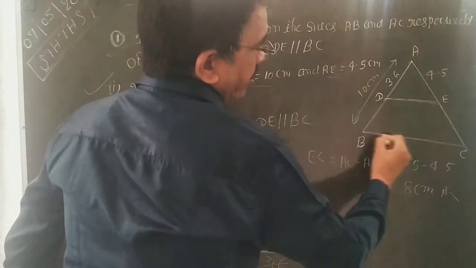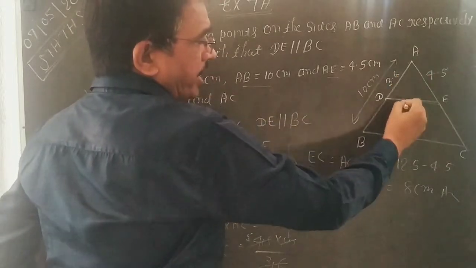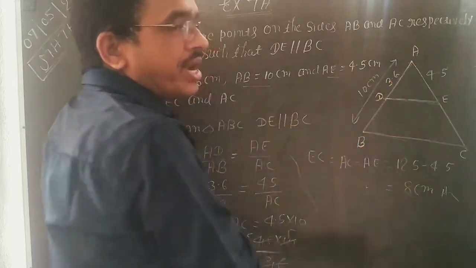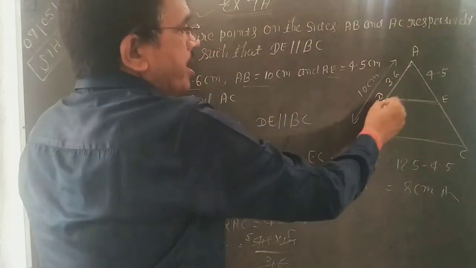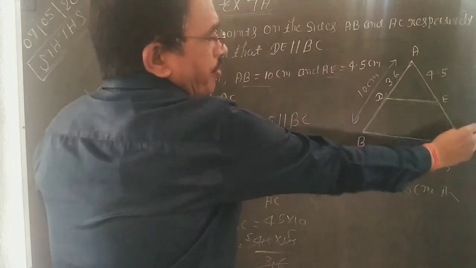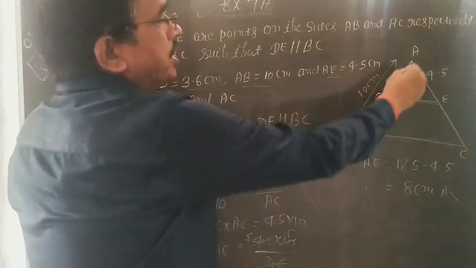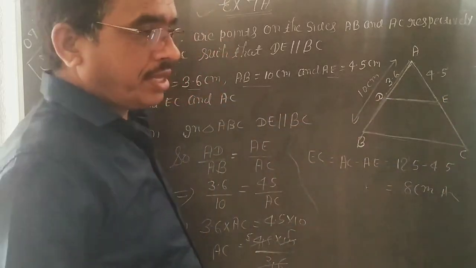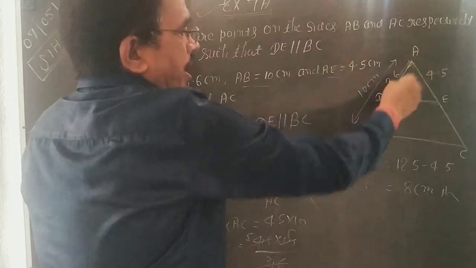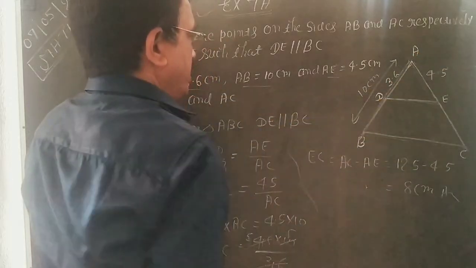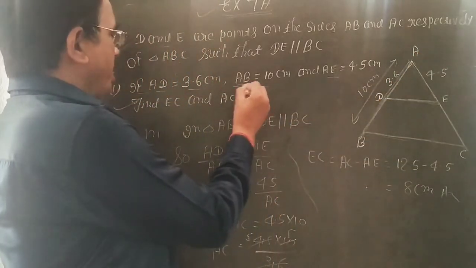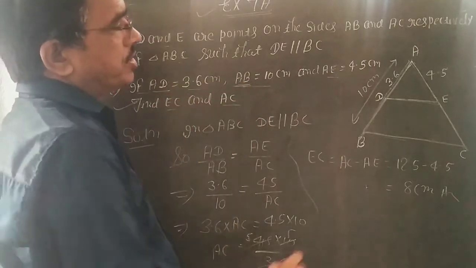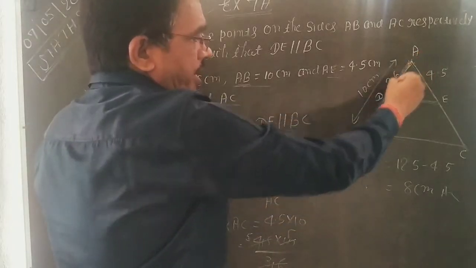Since DE is parallel to BC, by the Thales theorem or BPT theorem, we can express it in different ways. First way, AD by DB is equal to AE by AC. Second way, AD by AB is equal to AE by AC. And third way, BD by AB is equal to EC by AC. So to find, here we have AB and AD, and we are asking for AC. So we take first a small part and then a large part.